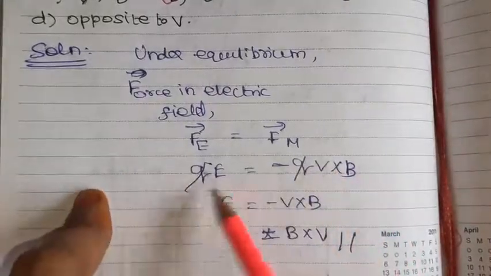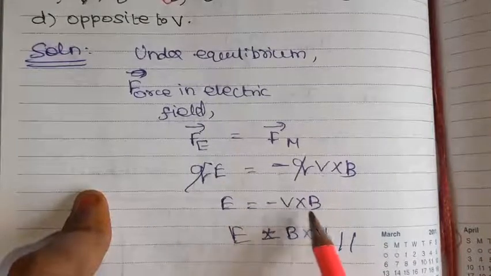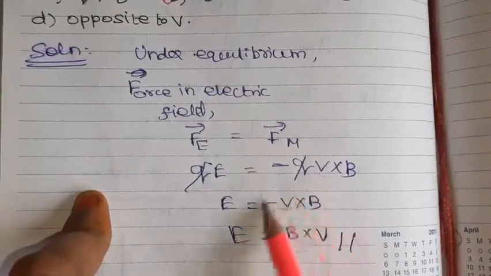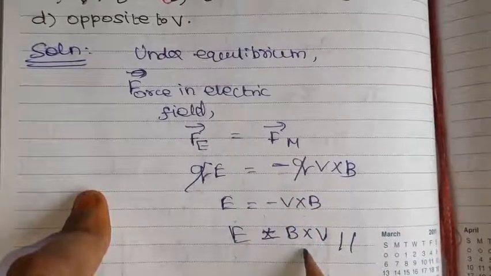Okay. Then cancel this and this. Then what do we get? E equal to minus V cross B. Minus V cross B, the cross product, we can write as E equal to plus B cross V. So B cross V, B is the right option.